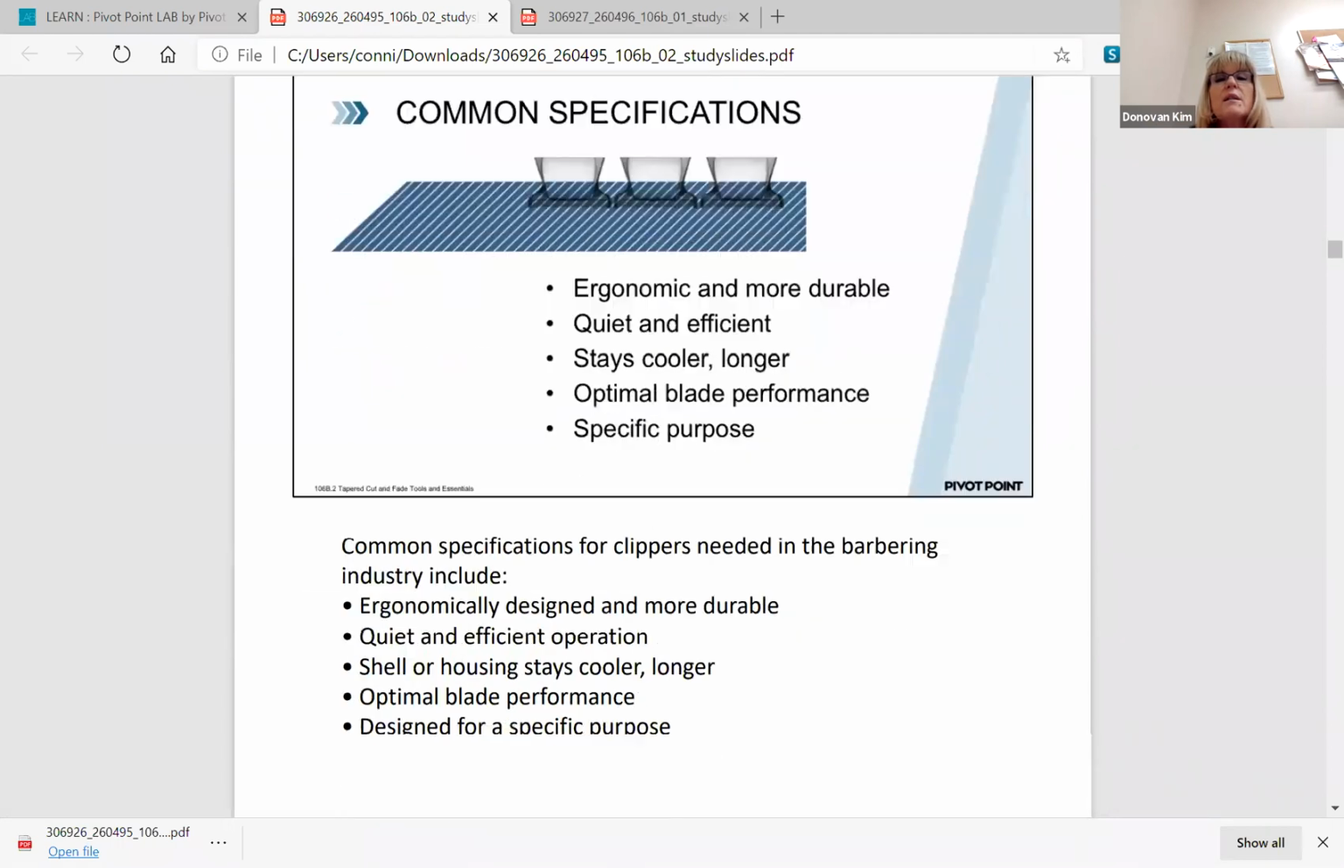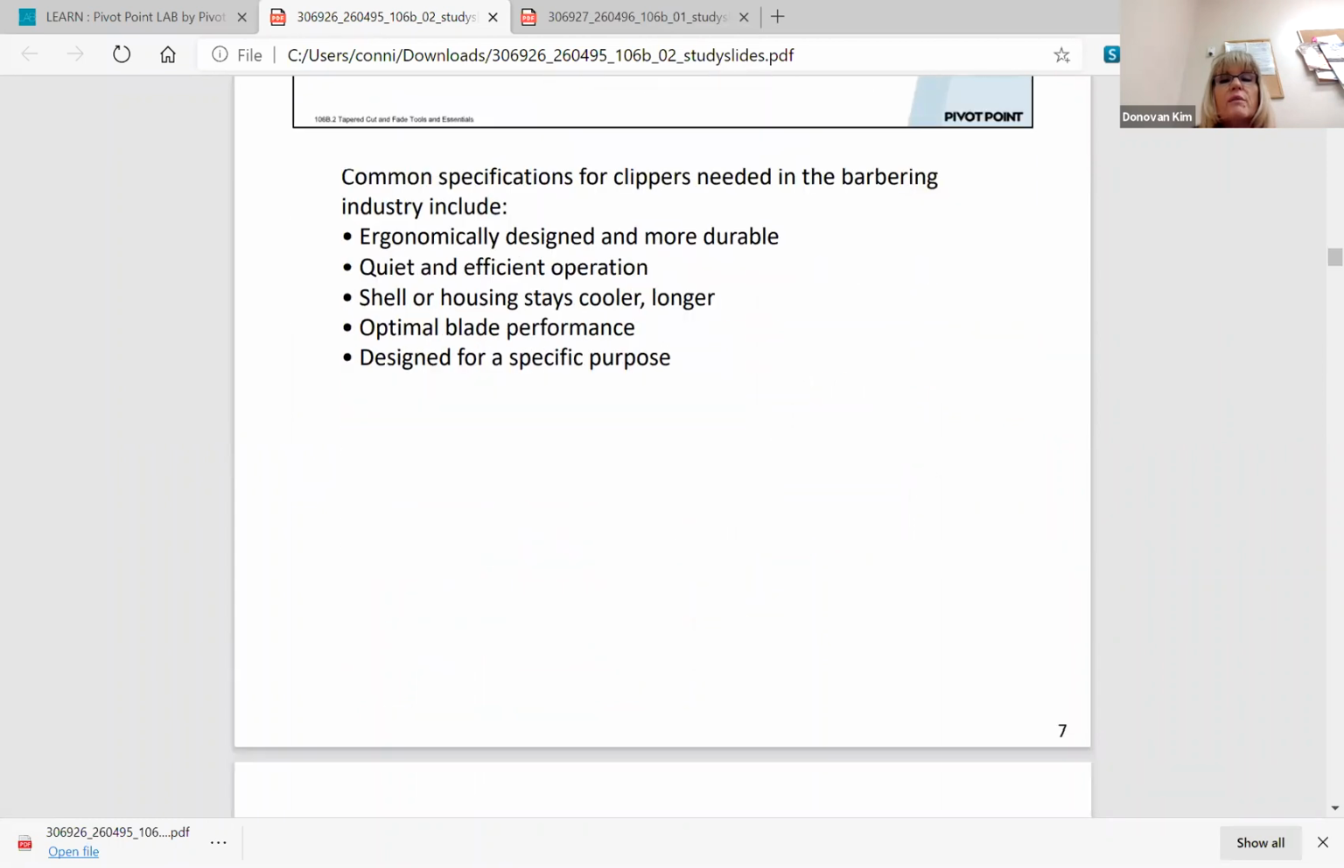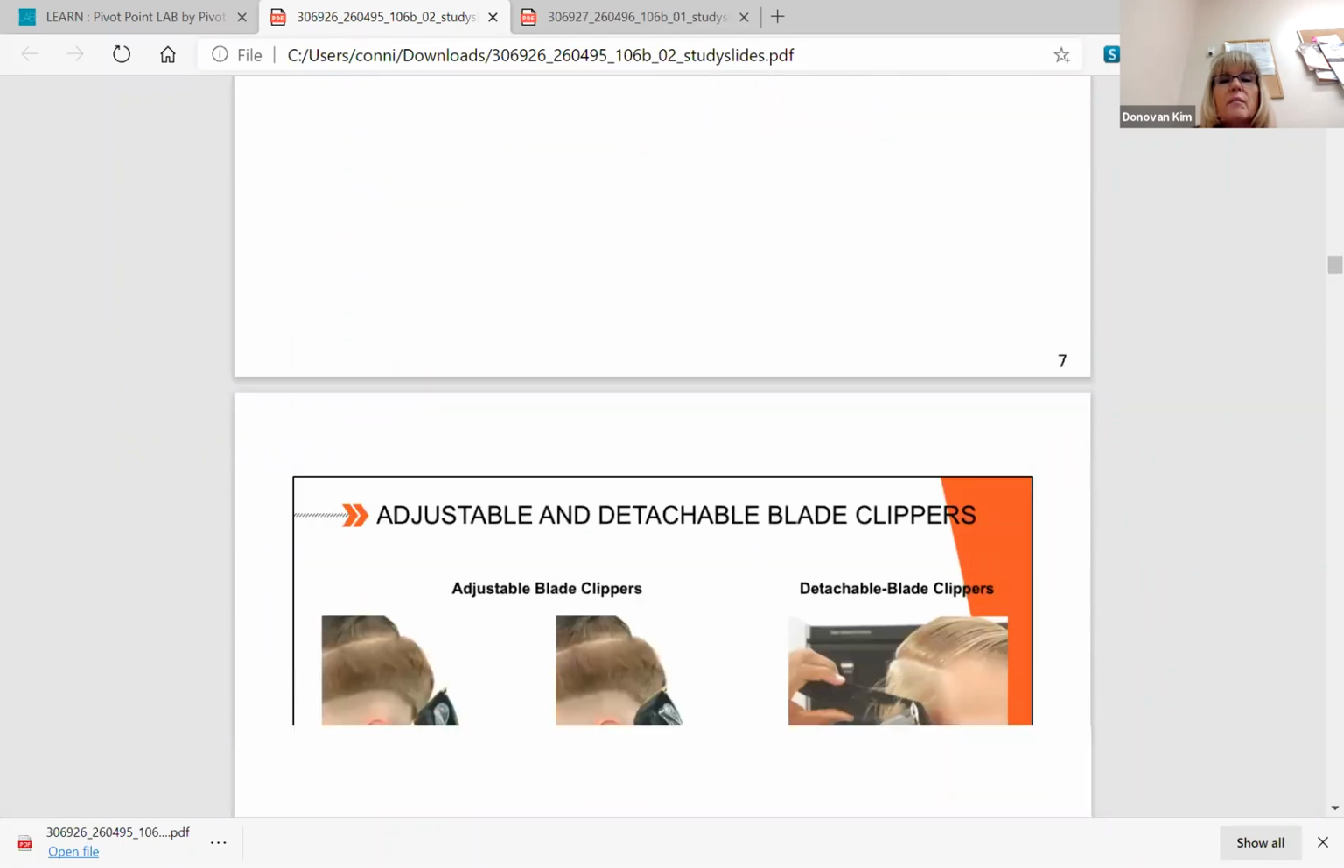Okay. So when you're going to be buying some clippers, some of the things that you want to look for is the durability. How does it feel in your hand? Is it quiet? Is it efficient? How cool does it stay? And then optimal blade performance and what purpose is it made for? And you'll find clippers out there that are just balding. They don't have an adjustable lever on the side. And then the blades, but we'll go over the blades probably tomorrow because I don't know if we're going to have enough time to do that today, but we'll see.